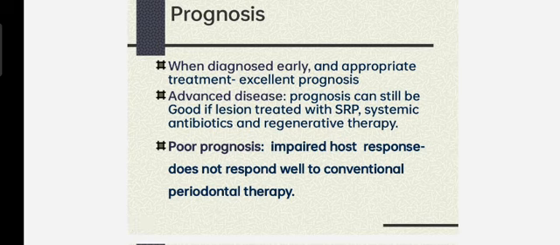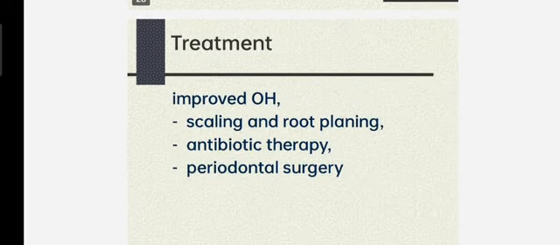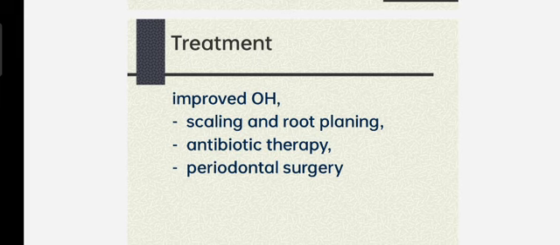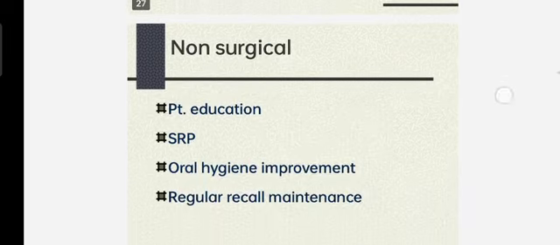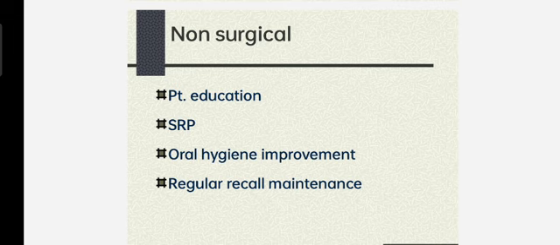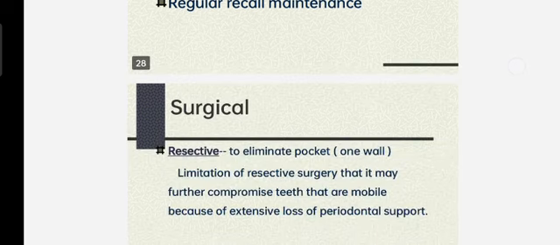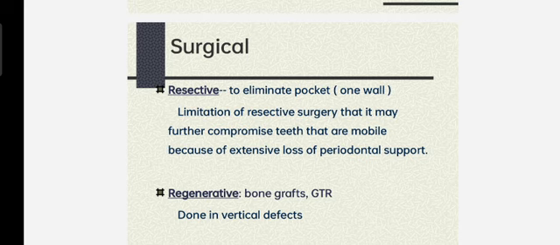Prognosis: when diagnosed early with appropriate treatment, the prognosis is excellent. In advanced disease, the prognosis may still be good if the lesion is treated with scaling and root planing, systemic antibiotics, and regenerative treatment. Poor prognosis occurs with impaired host response, which does not respond well to conventional periodontal therapy. Treatment: improve oral hygiene, scaling and root planing, antibiotic therapy, followed by periodontal surgery. In the non-surgical part, we will write patient education, scaling and root planing, oral hygiene improvement, and regular recall maintenance. In surgical, we will write resective surgery to eliminate the pocket if a one wall defect is there.